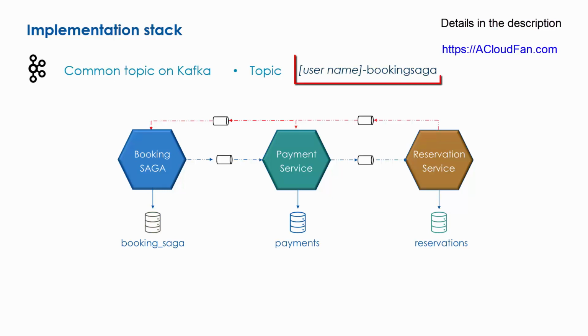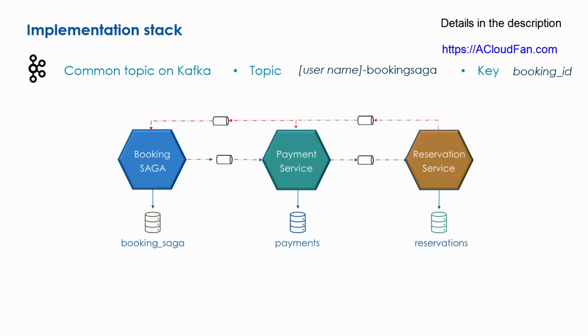The name of the topic is booking SAGA. Recall that if you're using Cloud Kafka, we need to follow this naming convention for the topic. All of the events will be published with the key set to booking ID. And what that means is that for a specific booking, all of the events will end up in the same partition and the order of the events will be guaranteed.